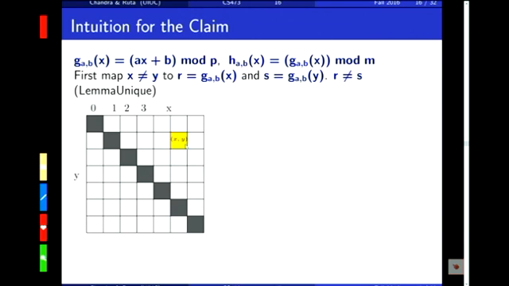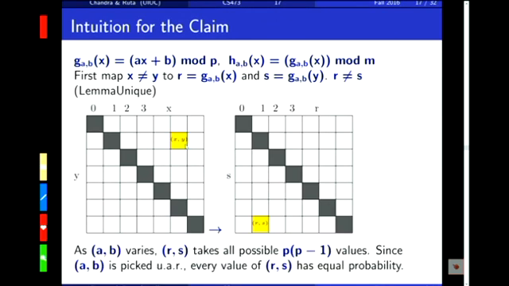So that says that if you take any X, Y, we fix it and you vary A and B. So X, Y maps to, for fixed A, B, suppose it maps to R, S. As you vary A and B, it will vary R and S. And there are P times P minus 1 possible values of A and B, and that will generate exactly P times P minus 1 possible values of R and S.